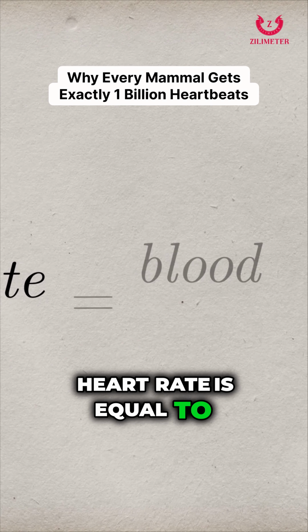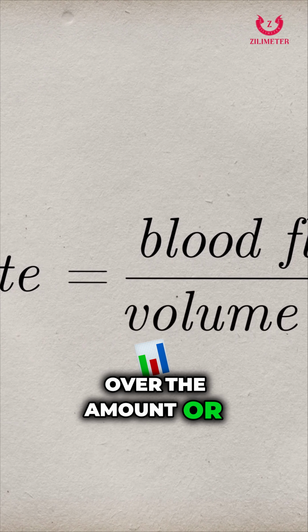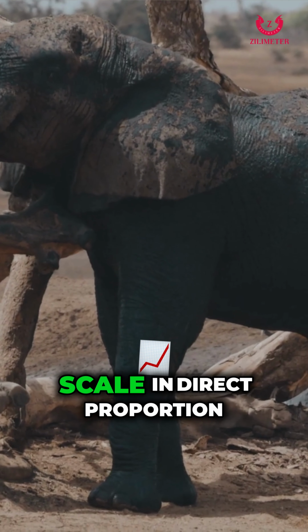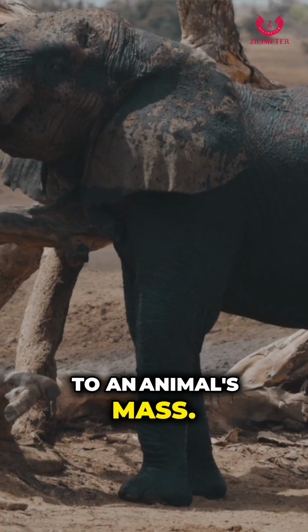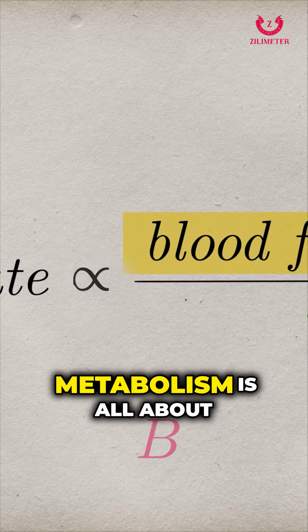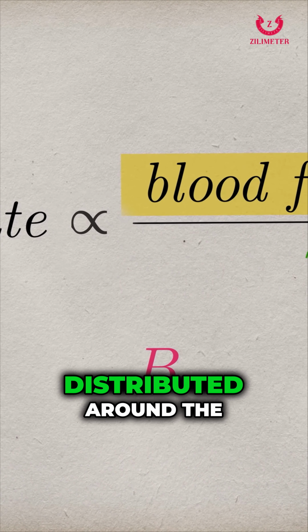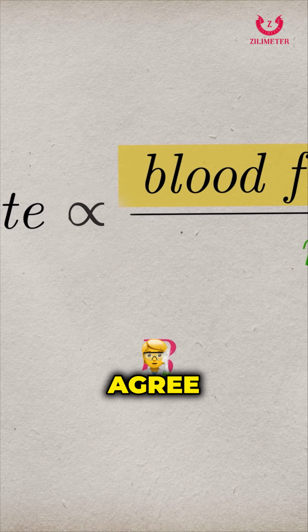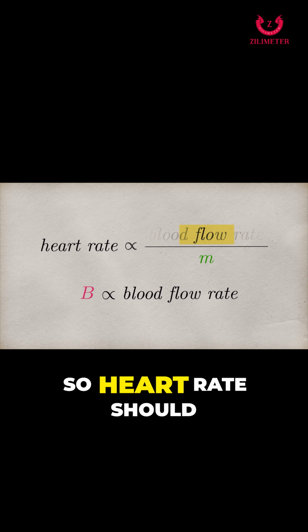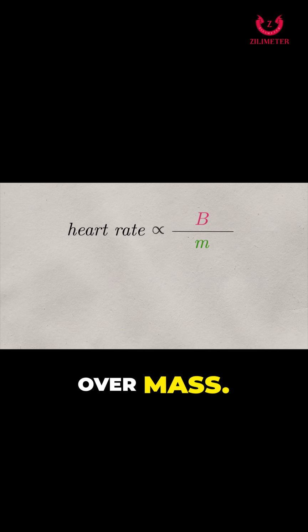Heart rate is equal to the blood flow rate over the amount or volume of blood in every beat. The volume of blood per beat has been found to scale in direct proportion to an animal's mass, so that's just m. And the blood flow rate? Well, remember that metabolism is all about how nutrients get distributed around the body. So most biologists agree metabolic rate and blood flow rate are directly proportional to one another. So heart rate should scale as metabolic rate over mass.